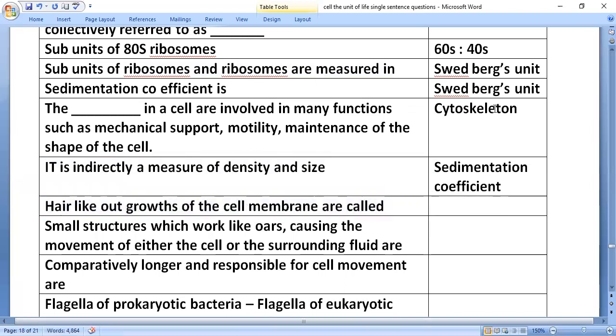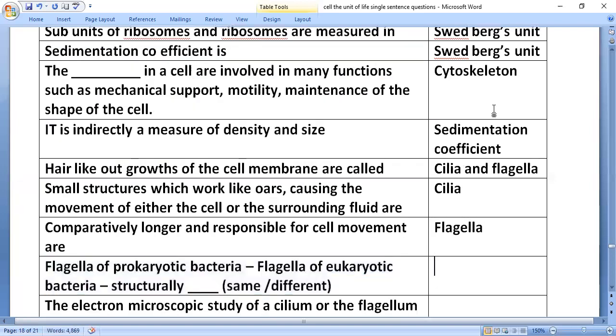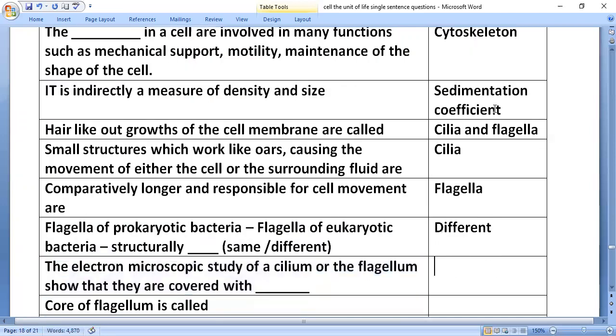Hair-like outgrowths of the cell membrane are called cilia and flagella. Small structures which work like oars, causing the movement of either the cell or the surrounding fluid, are cilia. Comparatively longer and responsible for the cell movement: flagella. Flagella of prokaryotic bacteria and flagella of eukaryotes: structurally same or different? Different.